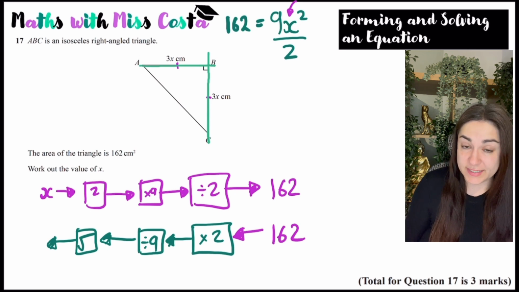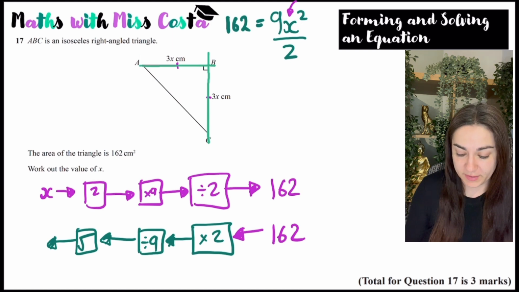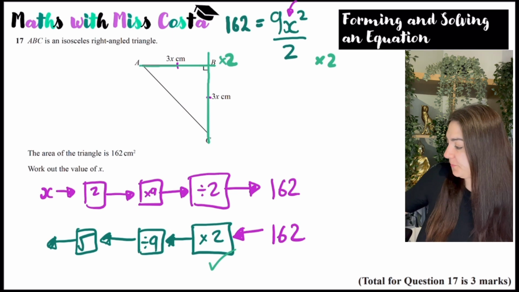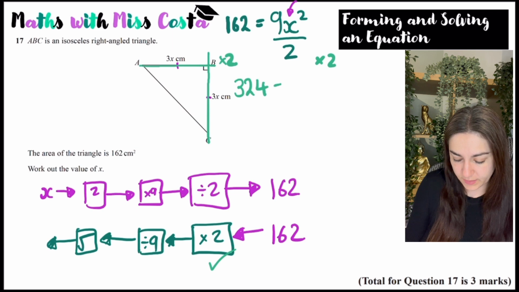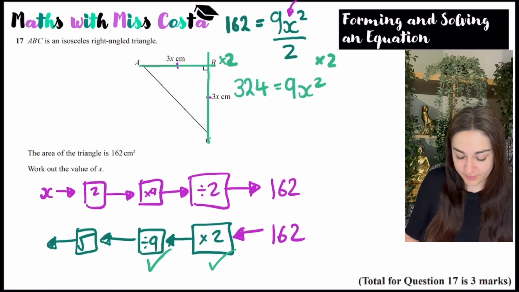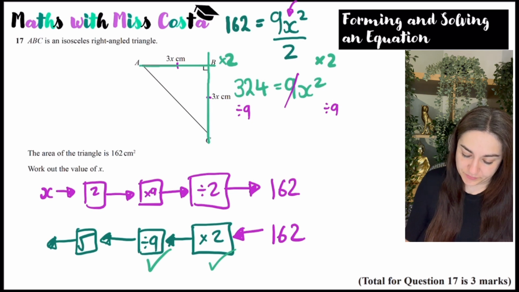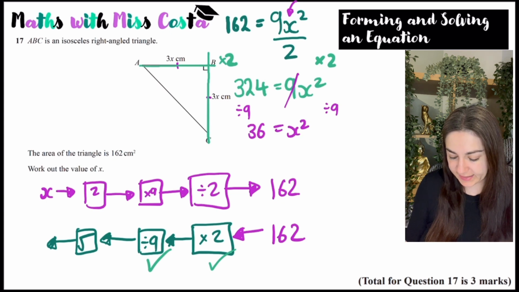You can use the function machine to determine what you do first, or you can just use the inverse laws of BIDMAS. So the first thing I'm going to do to solve x is times by 2, just like it tells me here. So 162 times by 2 is 324. So 324 is 9x squared. The next thing I know I need to do is divide by 9. So I divide both sides by 9, and that cancels out here. And 324 divided by 9 is 36. So I know that 36 is x squared.